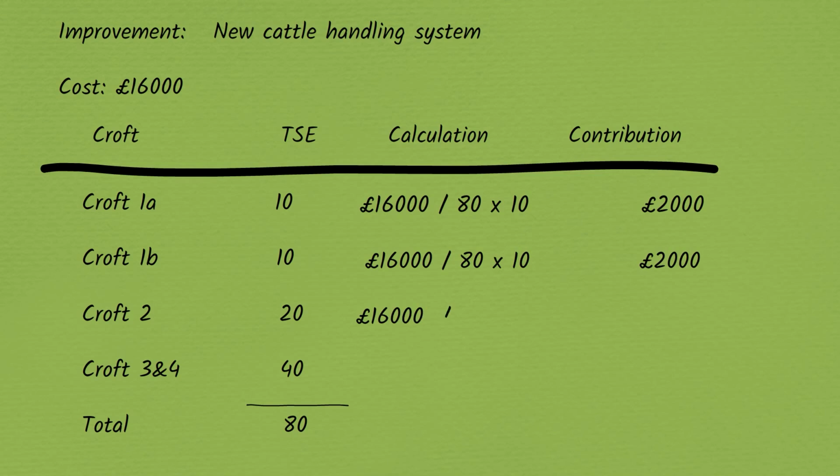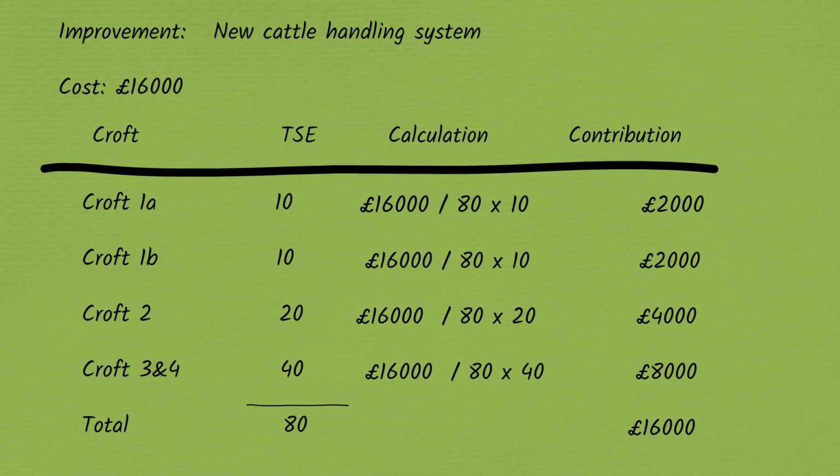Croft 2, with more TSEs, is a calculation of £16,000 divided by 80 times 20 TSEs. And Croft 3 and 4 is £16,000 divided by 80 times 40 TSEs, giving a total of £16,000.